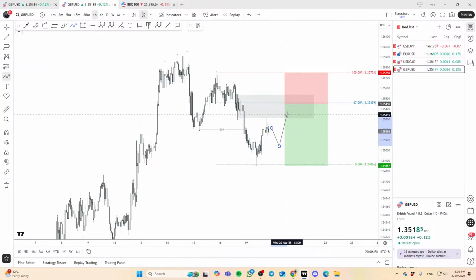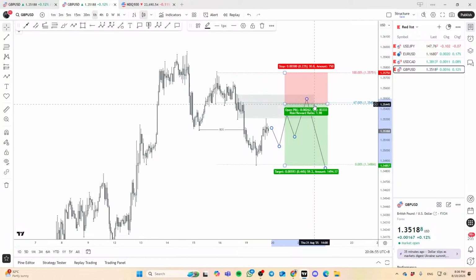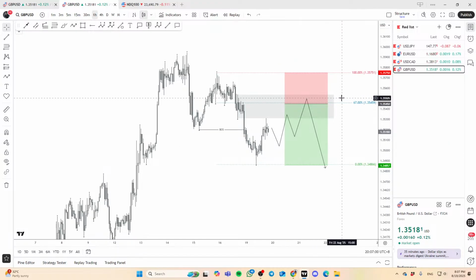Of course, we would love to see price not going back up too impulsively. Ideally we want it to pull back correctively. That would give us a nice little sell trade.